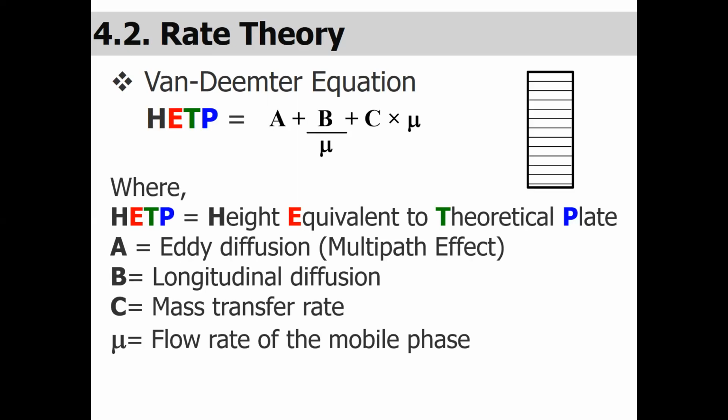Now the next topic is the Van Deemter equation, which is used to calculate the rate theory as well. The Van Deemter equation basically consists of three parts, the A, B, C equation. Now, what is A, what is B, what is C, and what is nu in this case? HETP I already explained. A is the eddy diffusion, which is also known as the multi-path effect, while B is the longitudinal diffusion, C is the mass transfer rate, and nu is basically the flow rate of the mobile phase. Now, let us discuss each and every component of this Van Deemter equation.